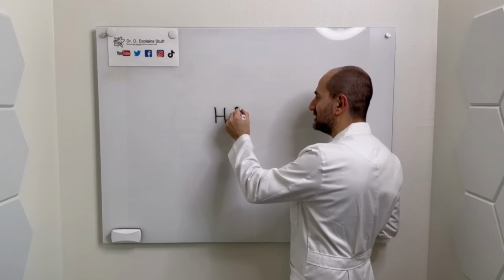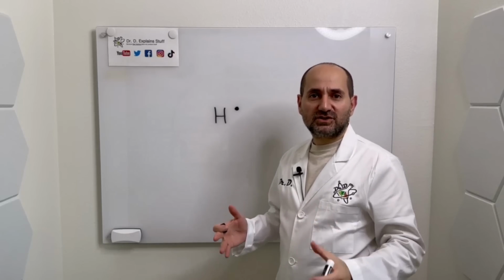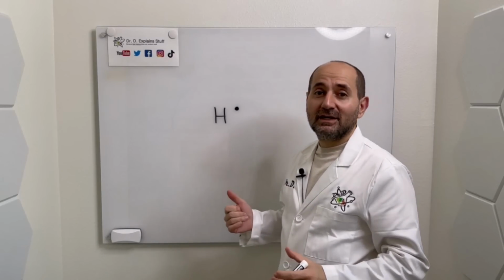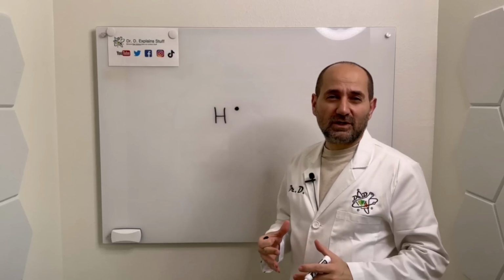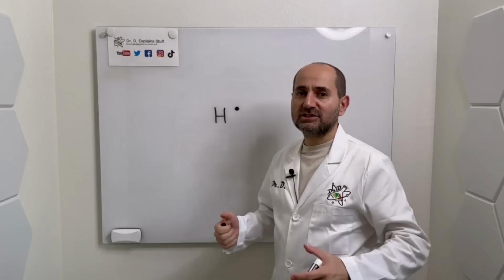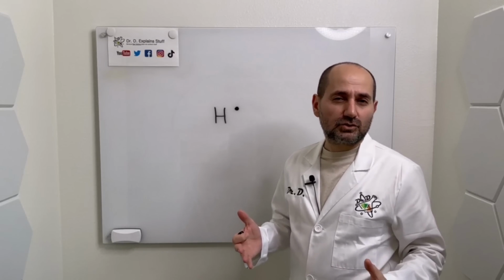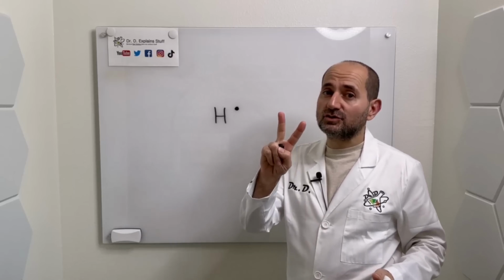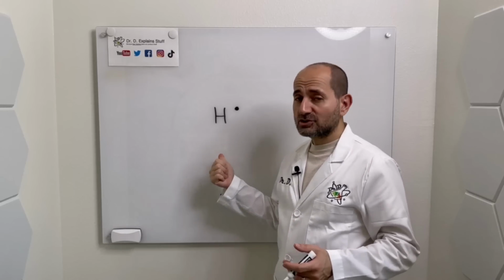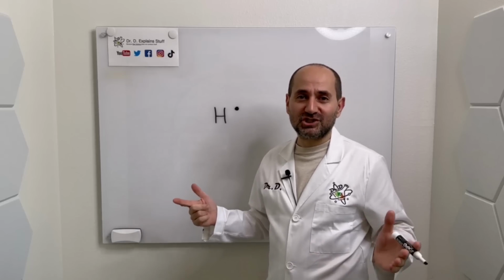Now, let me ask you this. Does hydrogen have a full valence shell? No. It can house one more electron in that shell. Does that make sense? Remember, because hydrogen has one valence electron, that means it's in the first shell. The first shell can house two electrons. So hydrogen wants one more electron to fill its outermost shell.